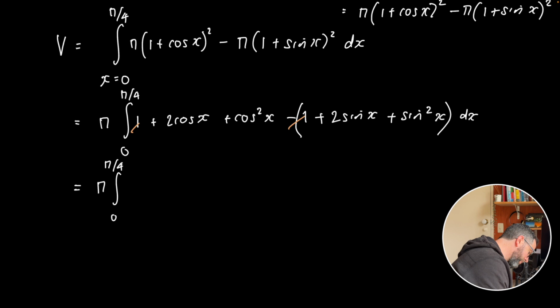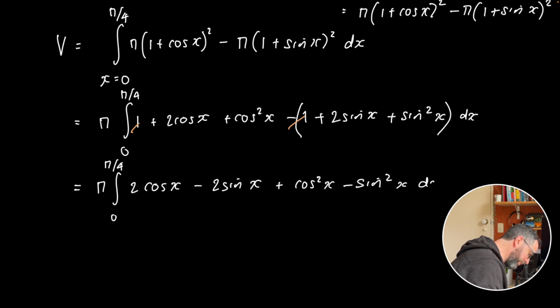So it's going to be the integral of 2 cos x, plus, so minus 2 sine x, let's put those ones first because we know how to do them, plus cos squared x minus sine squared x dx.